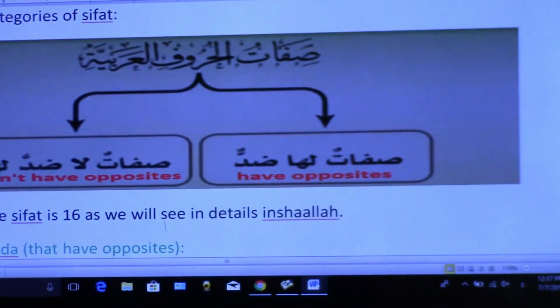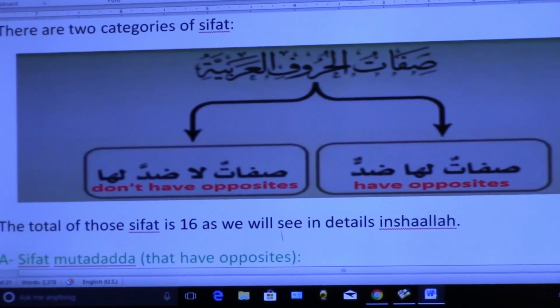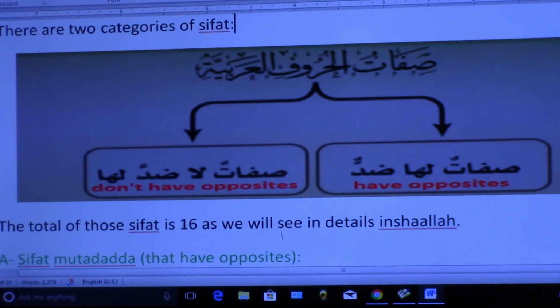Tamam? Now, for the sake of making it easy, the scholars made the sifat of the Arabic letters into two categories: sifat that have opposites and sifat that don't have opposites. صفات لها ضد, attributes that have opposites, and صفات لا ضد لها, attributes that don't have opposites. They call the first one متضادة, meaning they have opposites, and the other ones صفات غير متضادة.